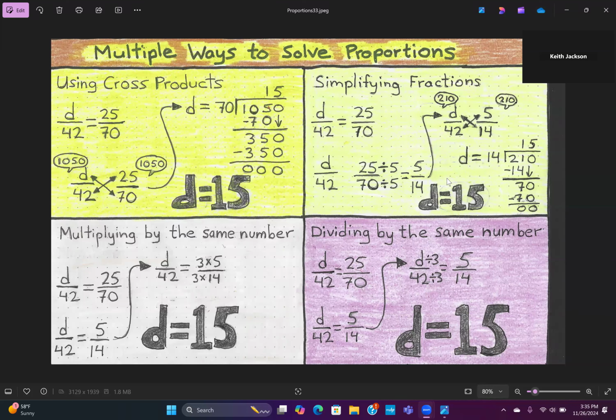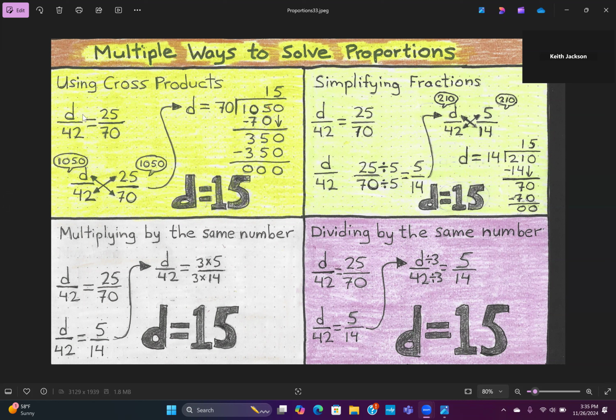Right now, you're looking at a video that will help us find multiple ways to solve math problems involving proportions. And here are the ways we're going to utilize today. We're going to use cross products, simplifying fractions, multiplying by the same number, and dividing by the same number. And let's go back to using cross products.